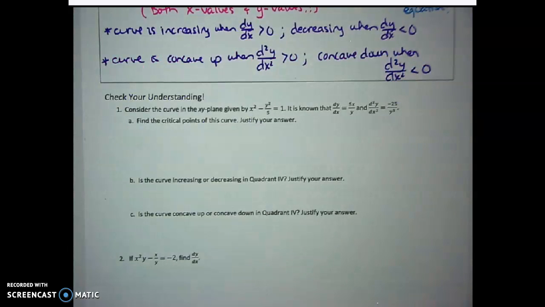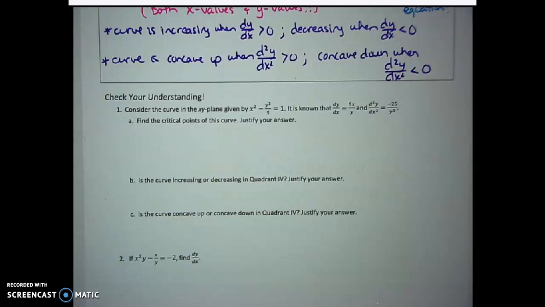So let's do some problems. Consider the curve in the xy plane given by the function x squared minus y squared over 5 equals 1. It is known that the first derivative is 5x over y and the second derivative is negative 25 over y cubed. I actually would like to challenge you to find that second derivative. It's a tricky one. If you can get that second derivative from that function, you rock. So let's just take what they've given us at face value and move on with that.